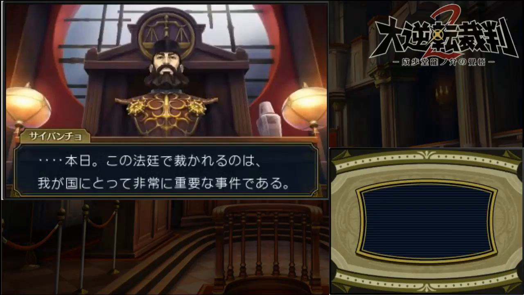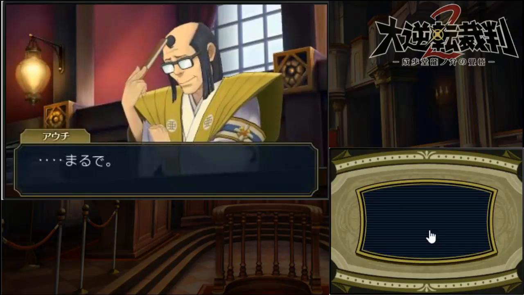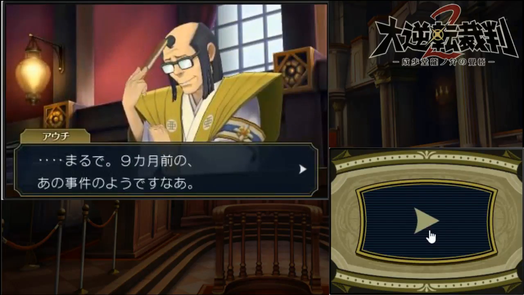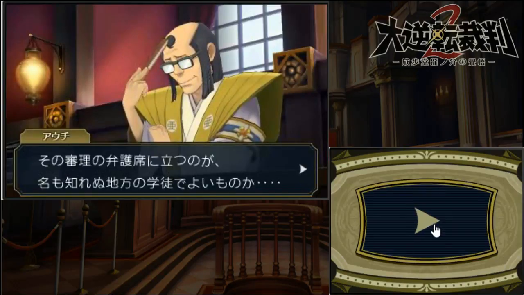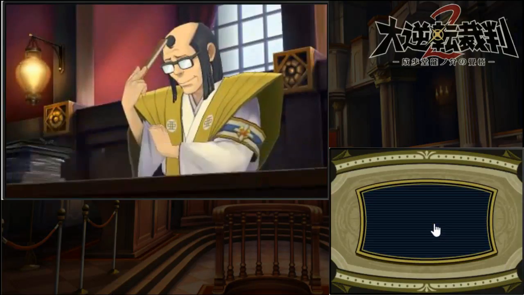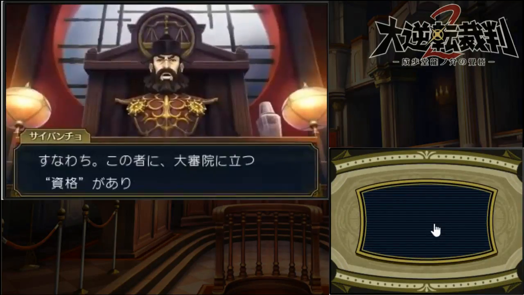The trial carried out in this courtroom today is one of the utmost importance to our country, the verdict of which will no doubt affect the future of the Empire of Japan. Just as the case from 9 months ago was. I question whether this backwater attorney can handle such an important trial. I don't know, Naruhodo managed just fine. It seems an interrogation is in order. A test to see if this person is qualified to stand within this courtroom.